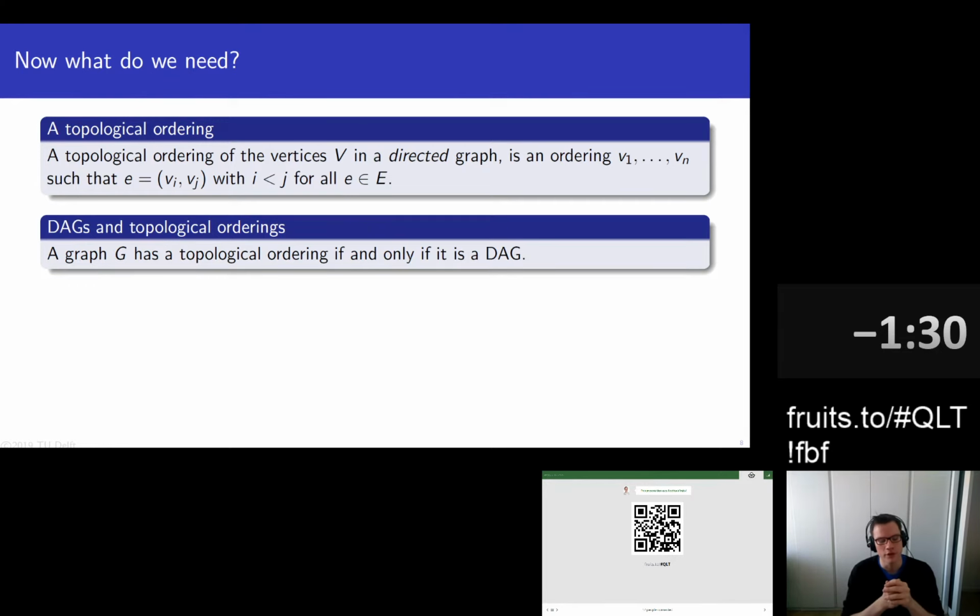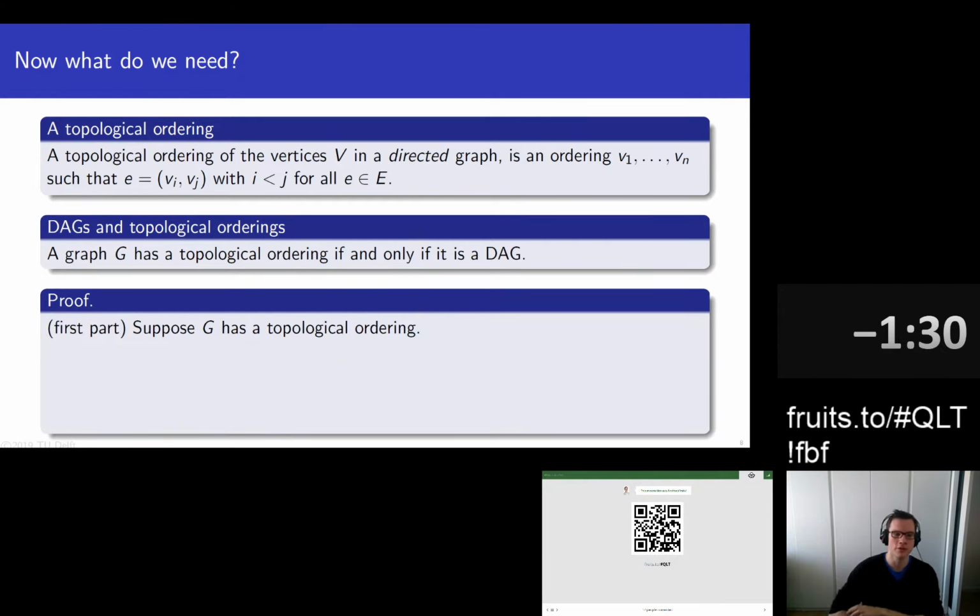And now there's a nice claim. I claim that a graph has a topological ordering if and only if it is a DAG, directed acyclic graph. That's a term we saw last week. A graph where every edge has a direction. It's acyclic, meaning there are no cycles in the graph, and G is a graph. Okay, let's prove this.